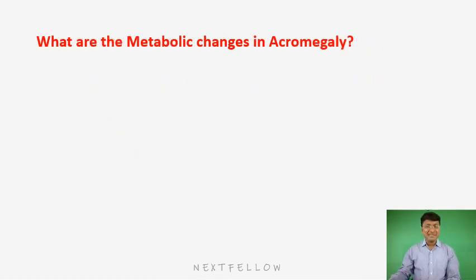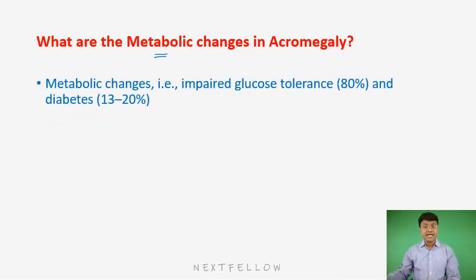Now, what are the metabolic changes that you will observe in acromegaly? Metabolic changes include an effect on the blood glucose level, where the individual will have hyperglycemia. Why? Because growth hormone is a diabetogenic hormone, and growth hormone increases hepatic gluconeogenesis. So that is the reason why there will be impaired glucose tolerance as well as the development of diabetes mellitus. So these are the metabolic changes that you will observe in patients with acromegaly.